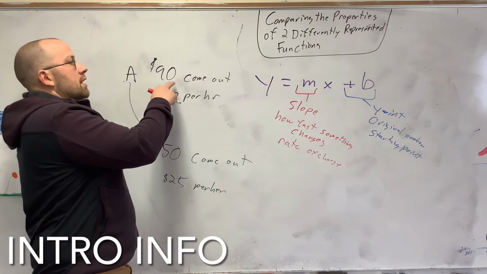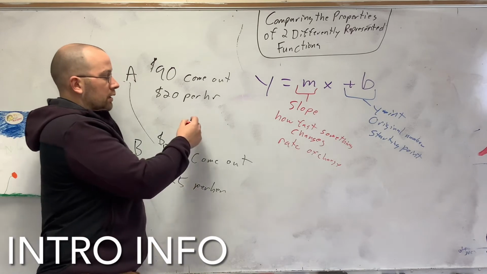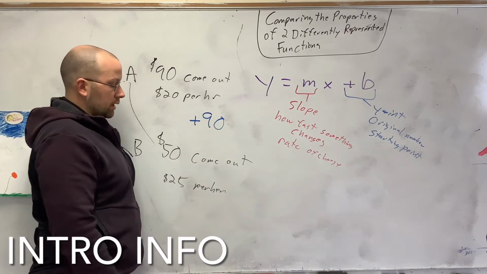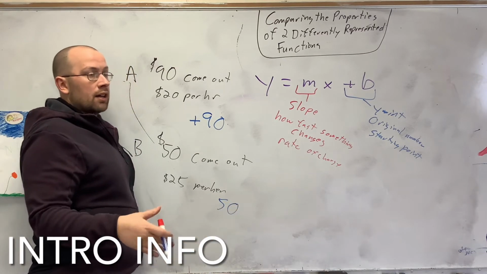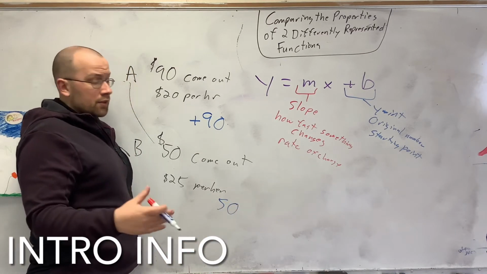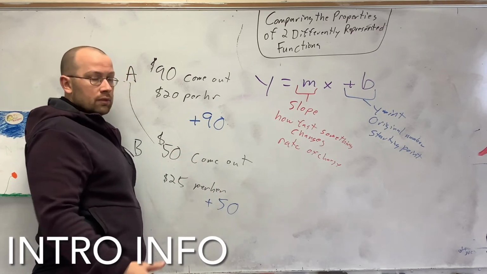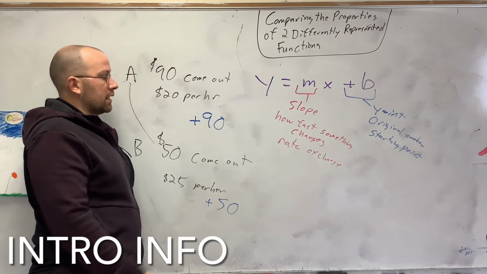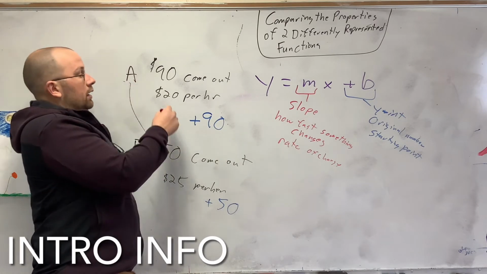Whenever you say $90 to come out, that's your y-intercept. That's where you start. So no matter what here, you're getting charged $90. No matter what here, you're getting charged $50. If he gets in the car and drives to your house and you're not there, you're still getting charged $50 or $90. Just happens. If he goes out there and spends 1 minute, it's $90, $50.